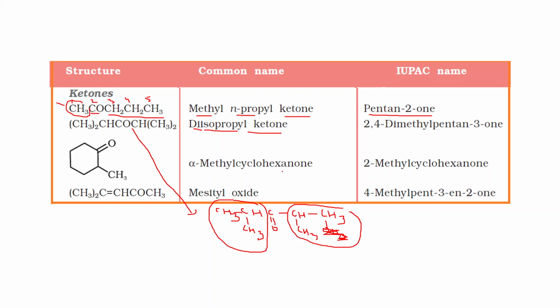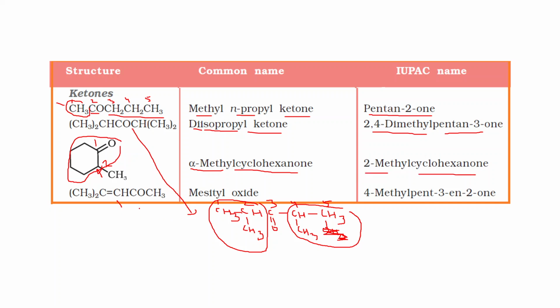Now in IUPAC system, you can start numbering from any side. This is 1, 2, this is 3, this is 4, and this is 5. That's why this is 2,4-dimethylpentan-3-one. Okay. Now this is the derivative of cyclohexanone. This, and at this carbon is alpha carbon. That's why this is alpha methyl cyclohexanone. And in case of IUPAC system, we will give this 1 and this 2. That's why this is 2-methyl cyclohexanone.